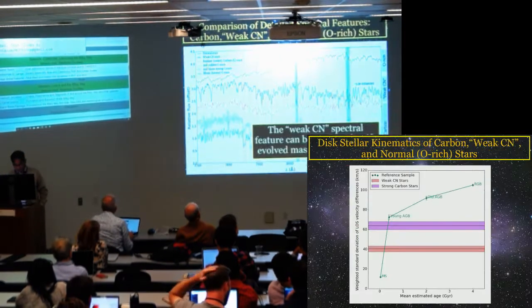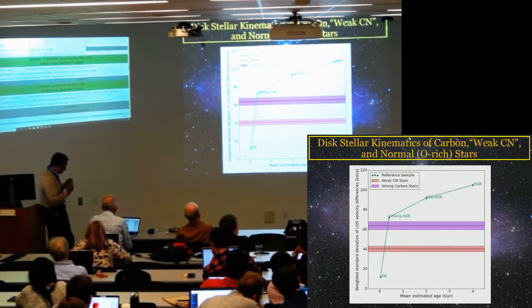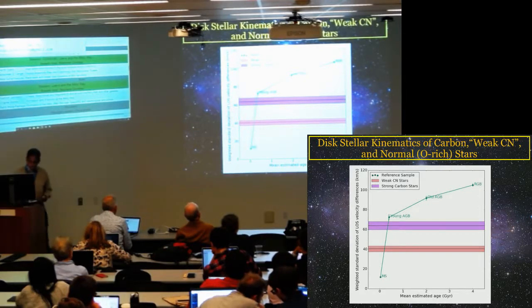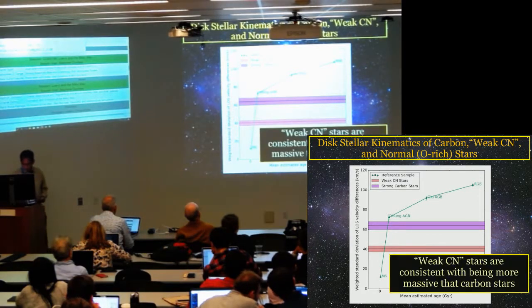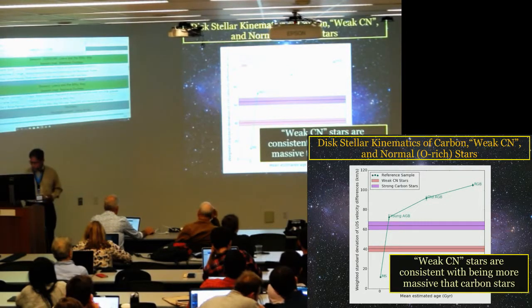All right, so we looked at the kinematics, and it looks like even from the kinematics, the same sort of idea. We look at the velocity dispersion of the population. Weak CN stars have a lower velocity dispersion than the carbon stars, suggesting that they are more massive. They're consistent with being more massive than the carbon stars.